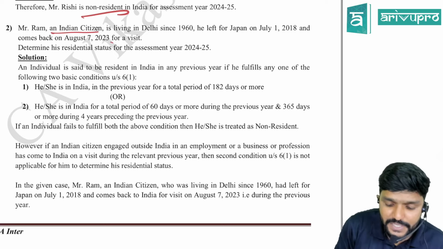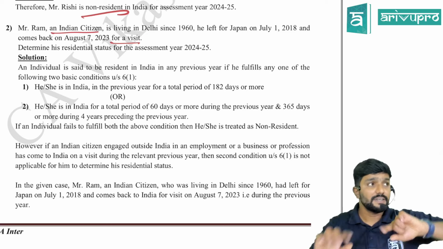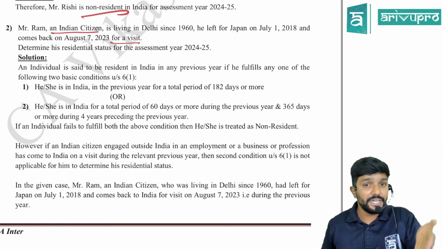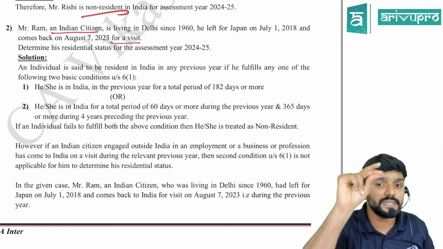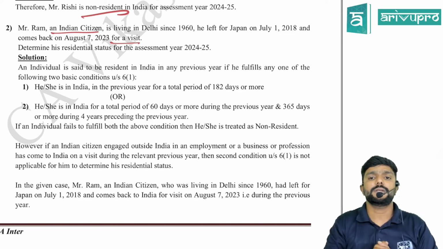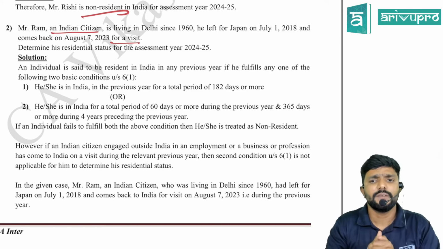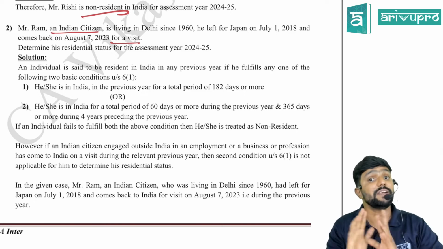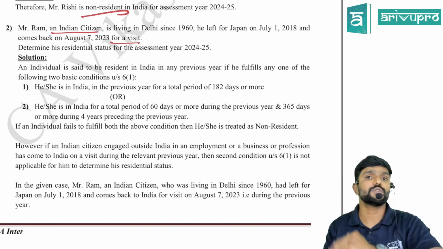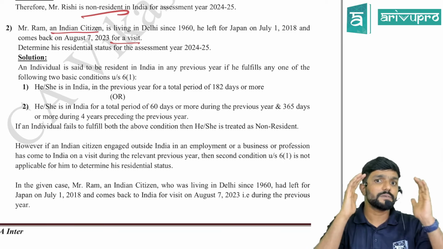For what? Visit. Indian citizen settled abroad, coming to India during a previous year for a visit. Is he covered in the exception? Yes, sir. Now, when did he come? 7th August 2023. When did he leave India? July 1st, 2018. Now, from this, you have to apply common sense.